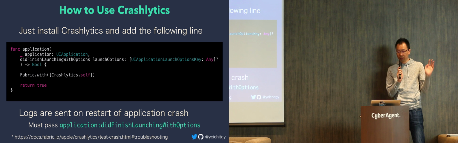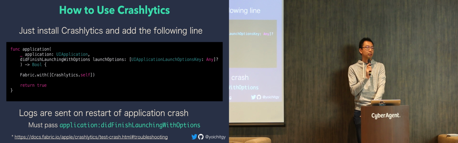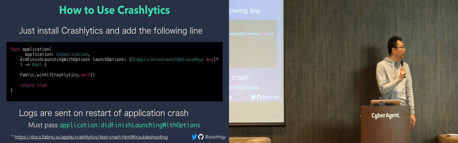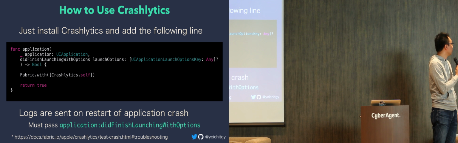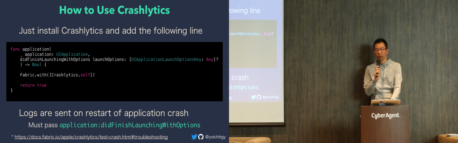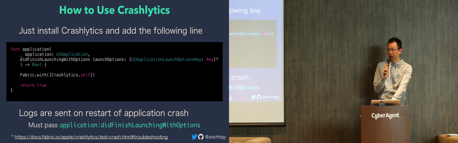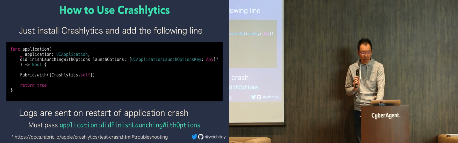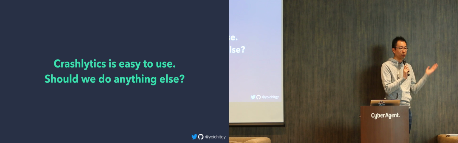One important thing here is that logs are sent to the Crashlytics server when the app is restarted after a crash. And also, the logs are sent after didFinishLaunchingWithOptions has passed. So if you block the main thread in this method, the logs are not sent to the Crashlytics server. These are important things, but anyway, it's really easy to use. But there is more.